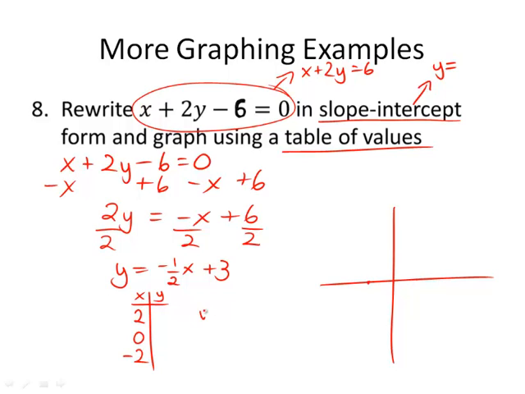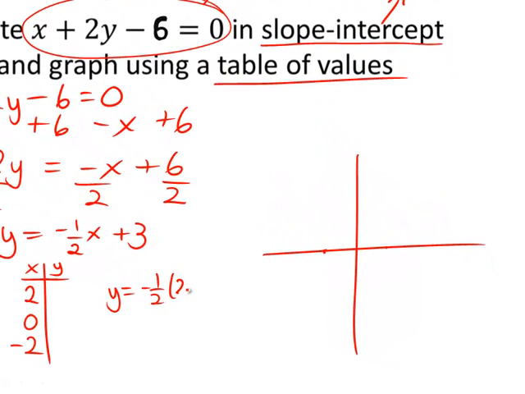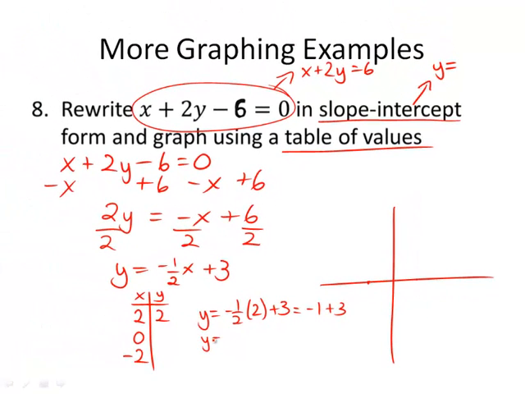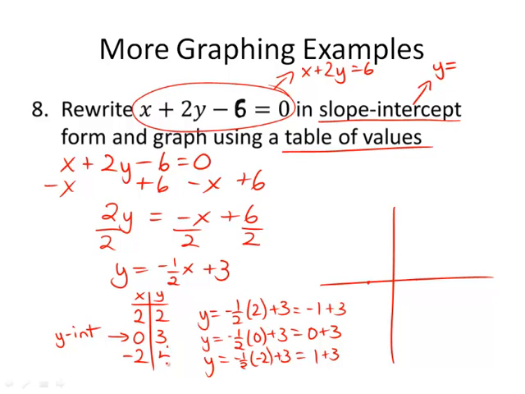So if we stick in a 2, what do we get? 2 times negative a half gives us negative 1 plus 3 gives us 2. If we stick in a 0, that gives us 0 plus 3 gives us 3. Notice this is actually the y-intercept. And let's replace the x with a negative 2, and that gives us 1 plus 3, which is 4.